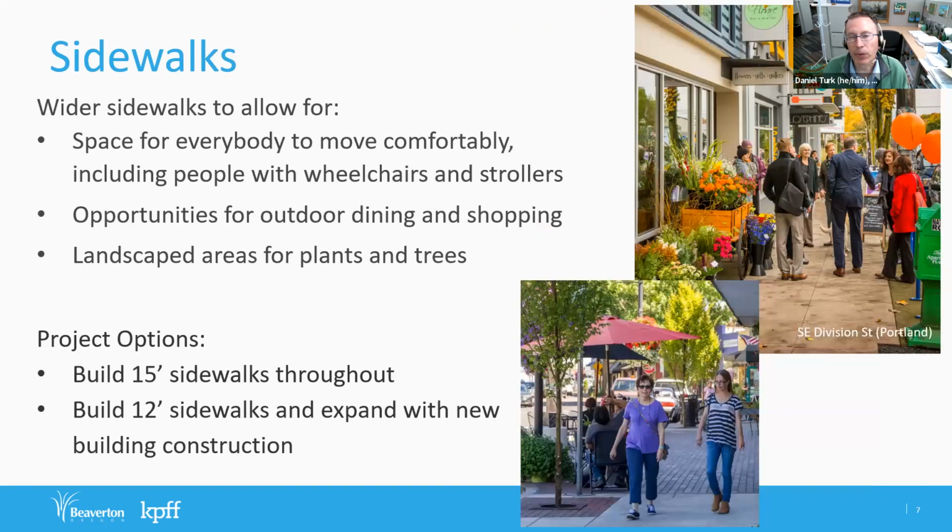Now let's focus on how we aim to achieve this vision. I'll present some key parts of the new street and highlight some options the project team is considering with respect to them. The project proposes to build wider sidewalks on both sides of the street. This will provide space for everybody to move comfortably, including people with wheelchairs and strollers. This will also provide opportunities for outdoor dining and shopping and landscaped areas for plants and trees.